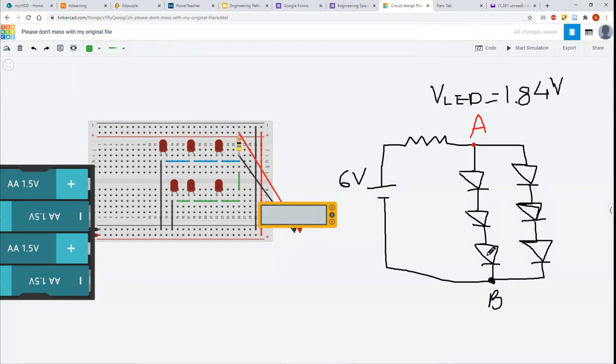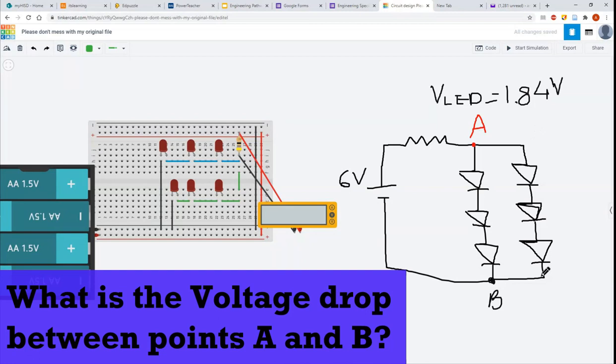So you've got 3 LEDs, they're all in series, and this branch is in parallel with another branch of exactly the same 3 LEDs. So the first question I have for you today is this. What is the voltage from point A to point B? Now, what do I mean by that? Well, from here to here, what is the difference in voltage, right?